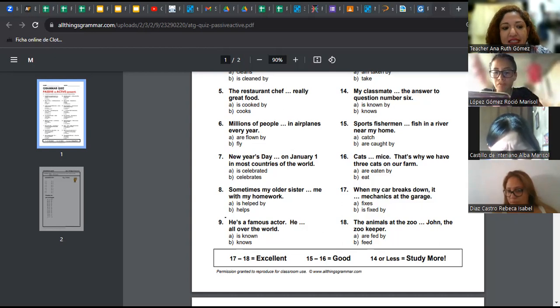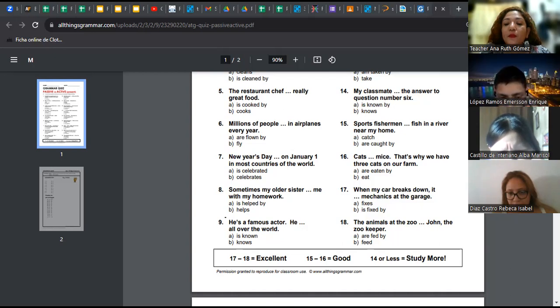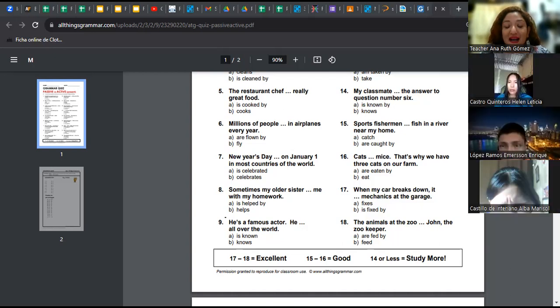What about number 18? The animals at the zoo are fed by. Very good. What's the meaning of are fed by? Son alimentados por. Very good. Excellent. Are fed by. Excellent. All right. Very good.